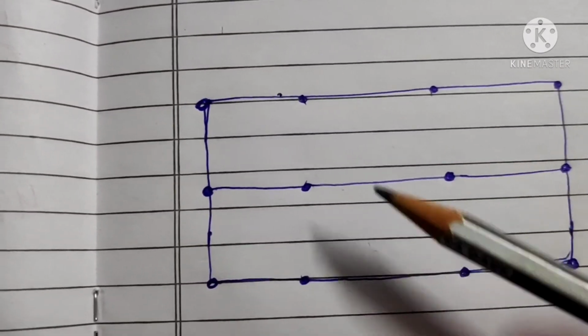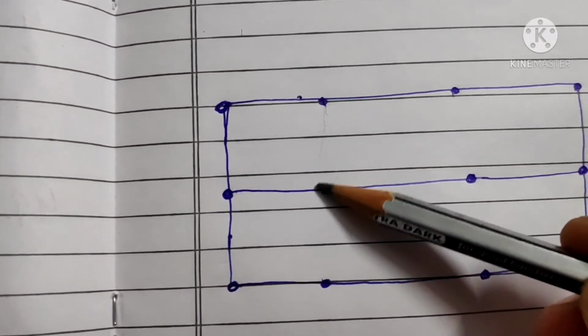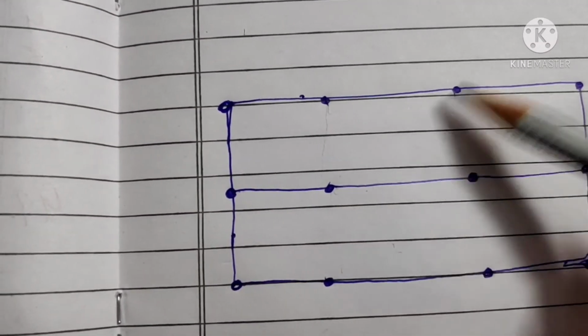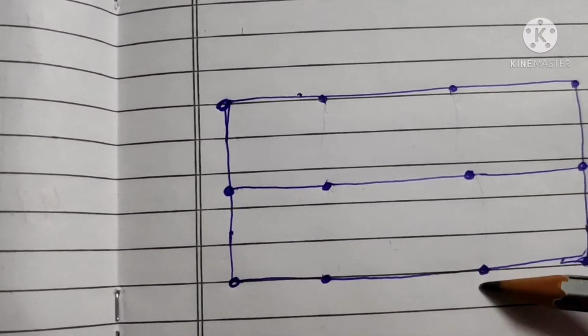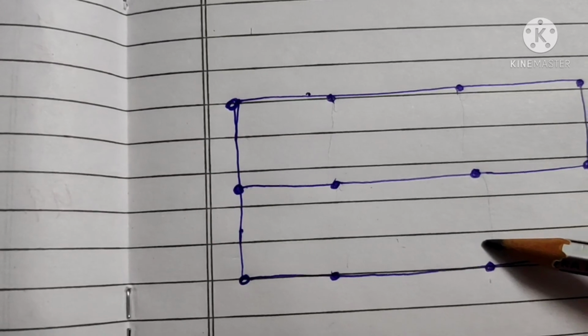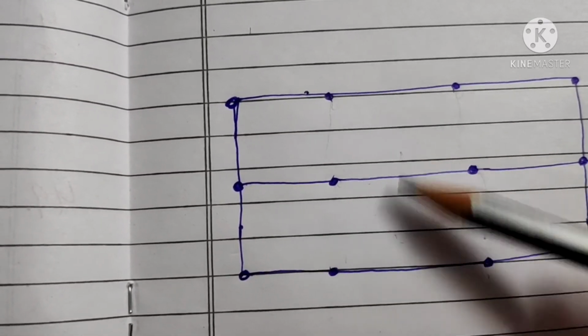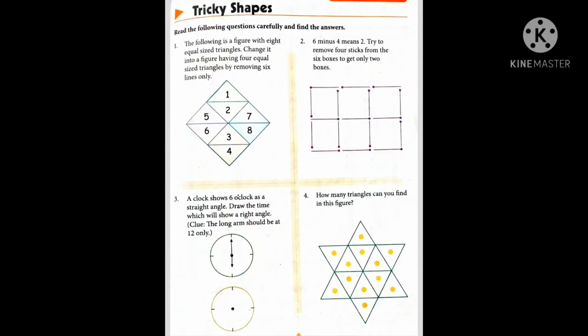Which sticks we have removed? 1, 2, 3, 4. These 4 sticks we have removed and we have got these 2 boxes. In third question, we have to draw the hands of the clock in right angle side.